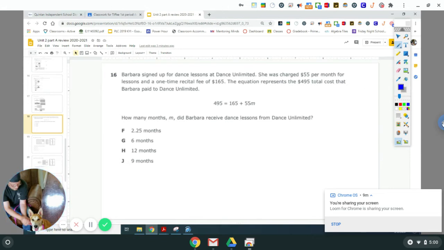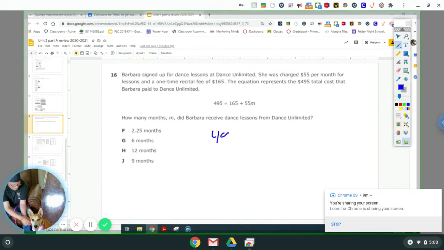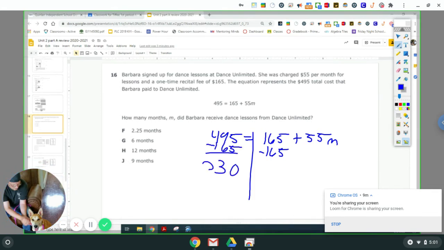So we're going to take this equation and we're going to solve it. So 495 is equal to 165 plus 55m. Subtract 165 from both sides. Sorry, that 3 got away from me. So you get 330 is equal to 55m, and then you divide both sides by 55. So you're going to do 330 divided by 15, which is 22. So she did this for 22 months, so almost 2 years.